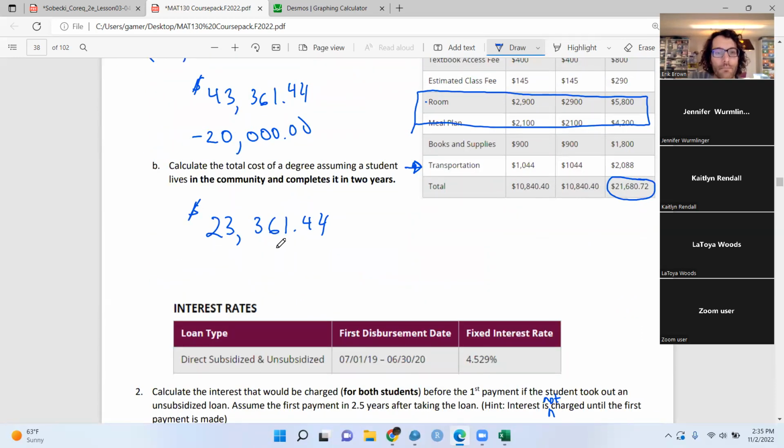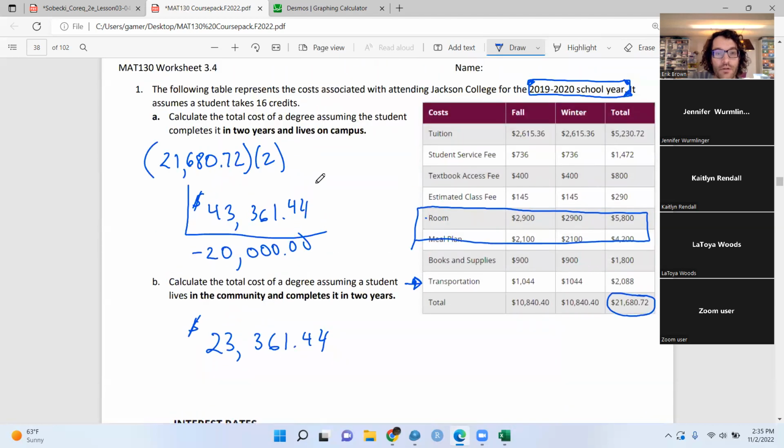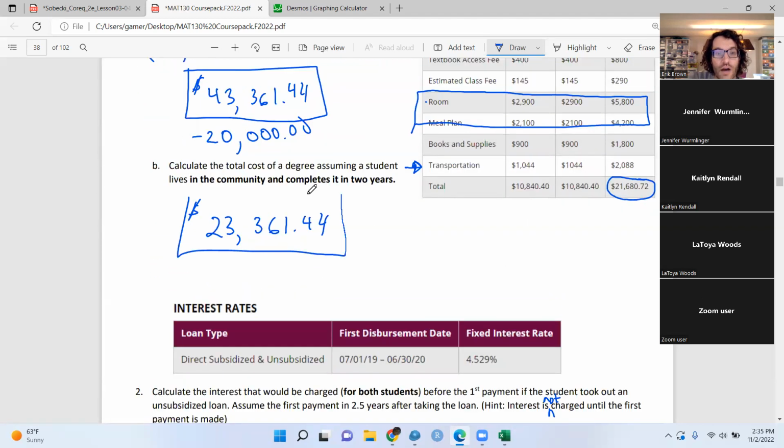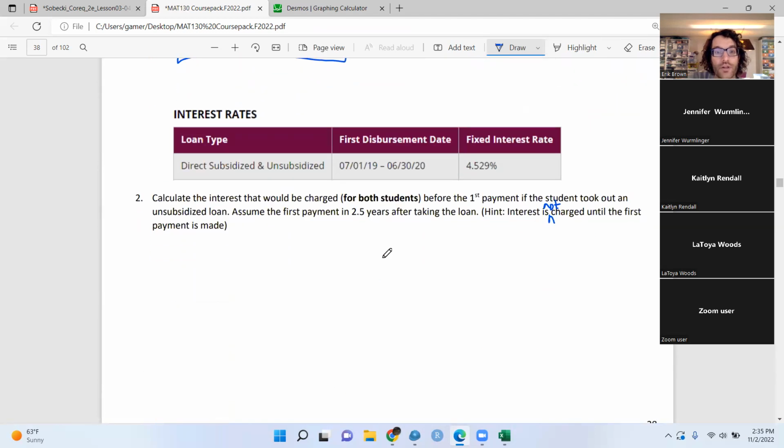All right. So you're going to use this number for on-campus students, this number for off-campus students, and you're going to calculate the interest that would be charged before your first payment, if you take 2.5 years before the loan goes into repayment. Man, the English on this needs to be fixed. It's really bad. So here's your R, here's your T, and remember you're using the simple interest rate.